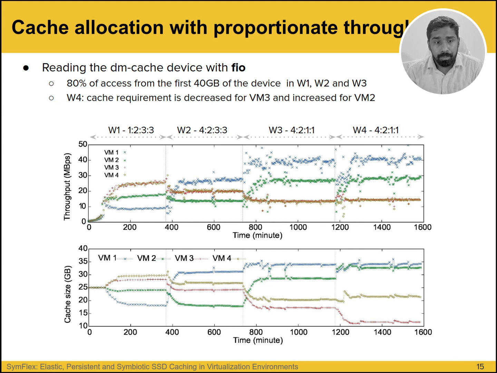Similarly in window 3. In the last window, the working set size of VM3 is reduced and that of VM2 is increased. This resulted in allocating fewer blocks to VM3 and more blocks to VM2 to maintain the same ratio on throughput values.